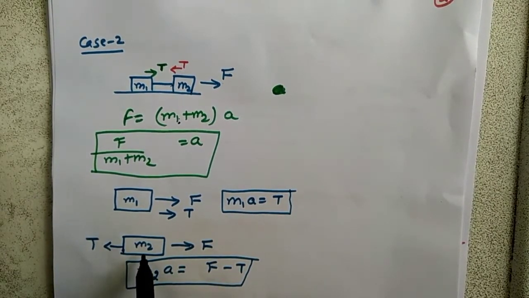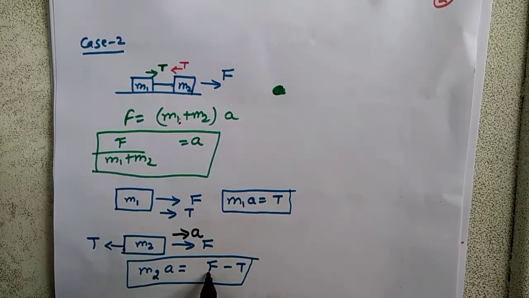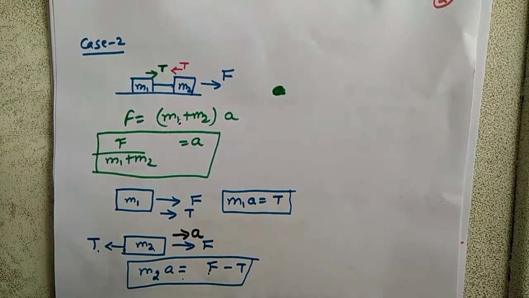Now let's see body m2. For this body, acceleration is in this direction. That means F is greater than T. So I will say m2a is equal to F minus T.